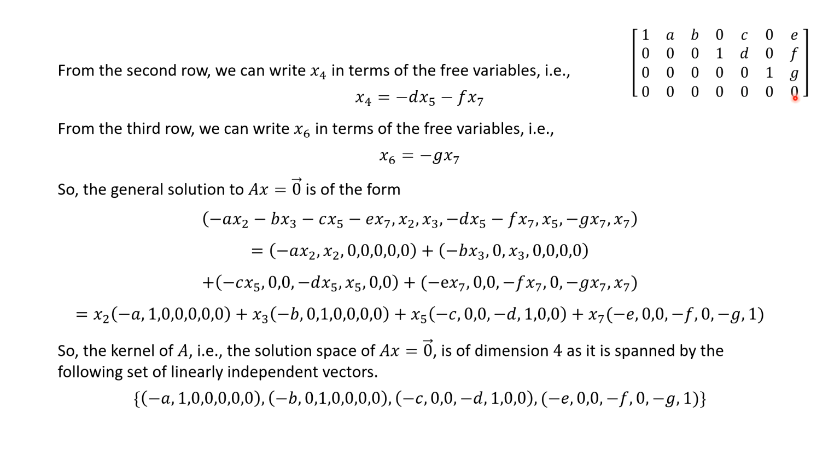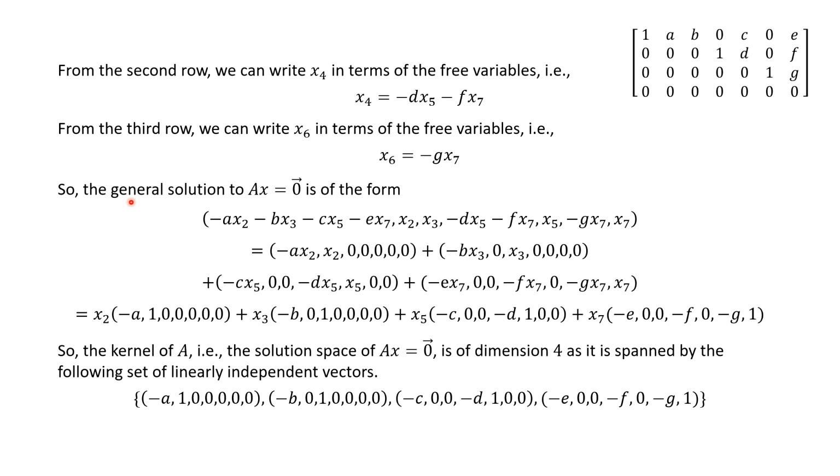I brought our matrix over from the previous slide so we can refer to that. So from the second row, we have 1, 2, 3, 4. So we have x4 equals minus d times x5 minus f times x7. And then finally we have x6 equals minus g times x7.